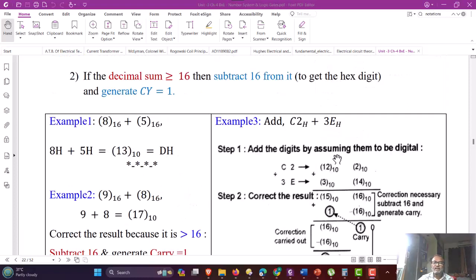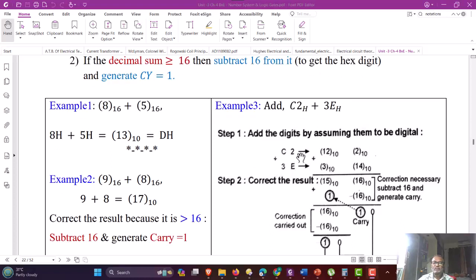The third example indicates the addition of two 2-digit hexadecimal numbers, C2H and 3EH. H indicates the hexadecimal digit here. So first convert each digit of the hexadecimal number to a decimal number. In C2, C will be converted to 12 in decimal and 2 is converted to 2 in decimal. In 3E, 3 is as it is in decimal and E corresponds to 14.